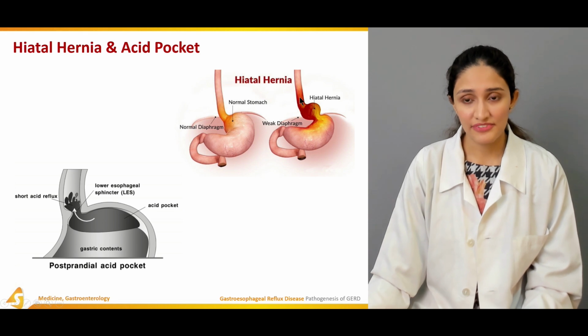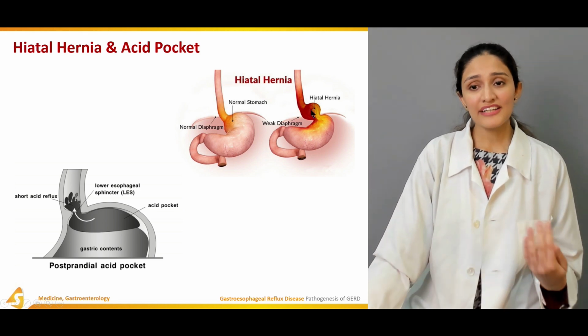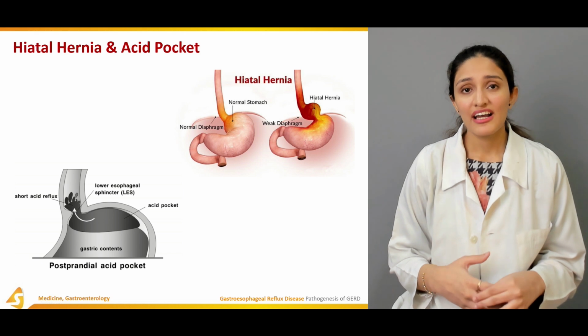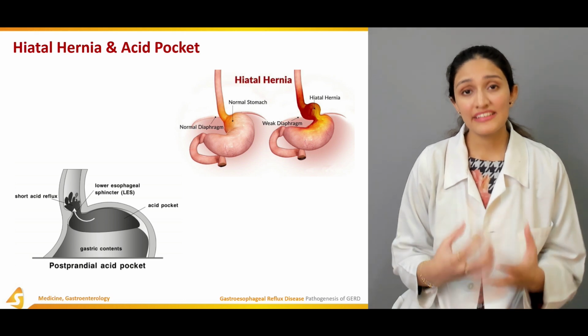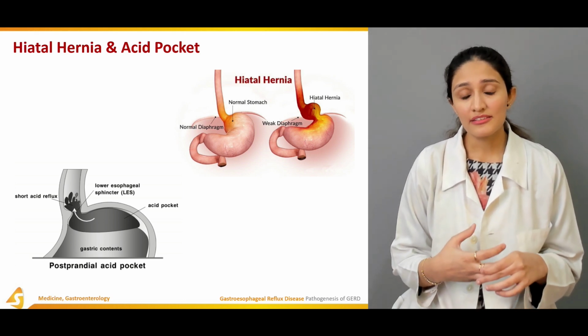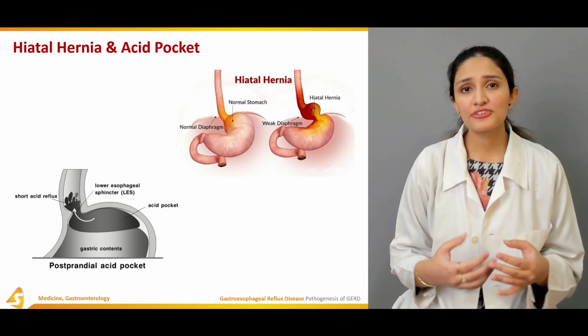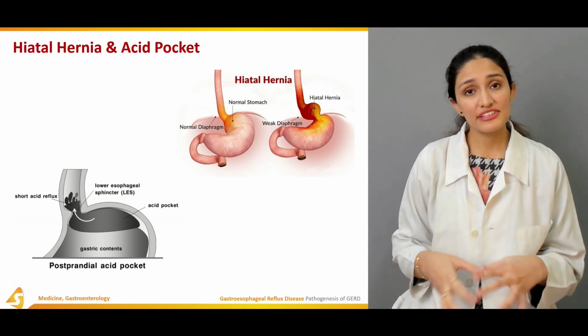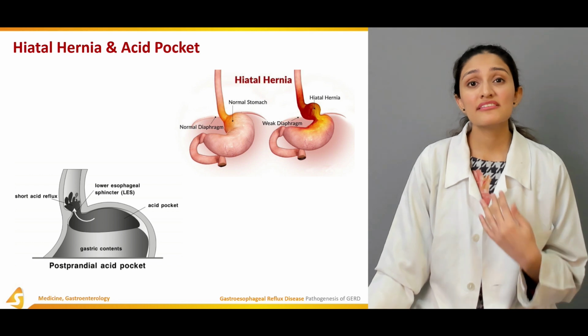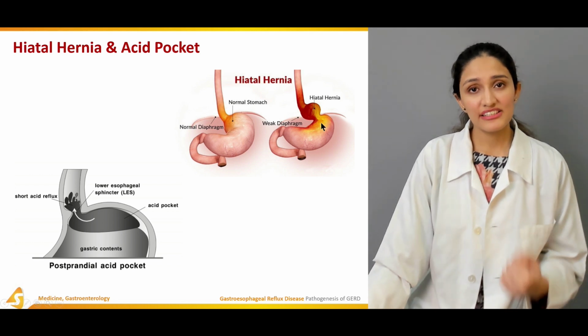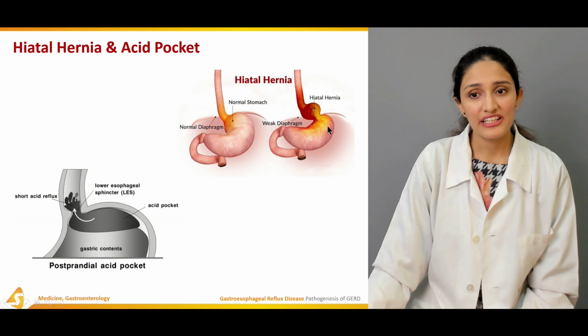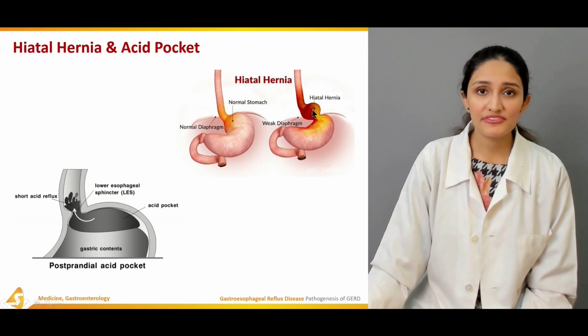Hiatal hernia has a lot of causes. It could be because of an inherited smooth muscle disorder. It could happen because of the reflux itself. It could happen in obese people, and heavy lifting can also cause hiatal hernia. It can cause the stomach to bulge out of the diaphragm.